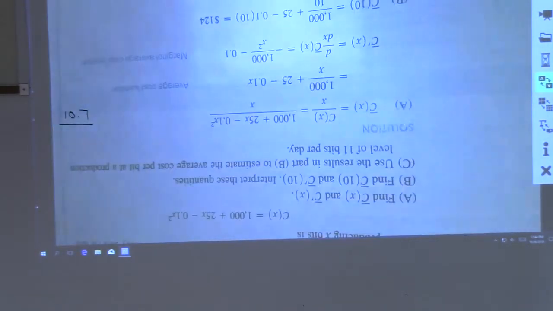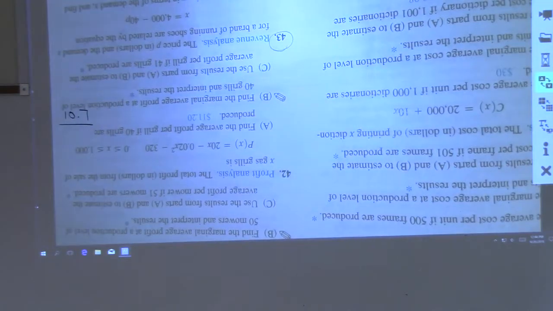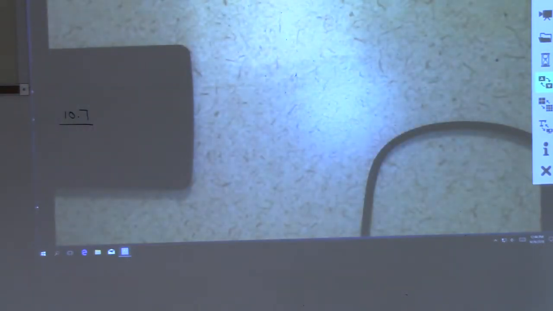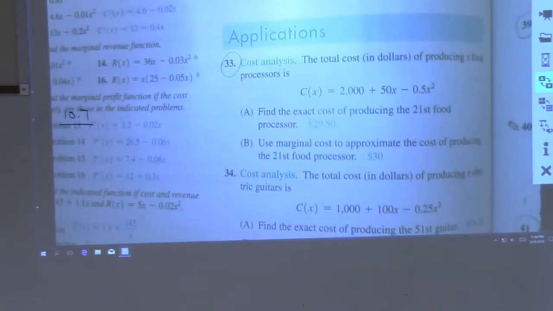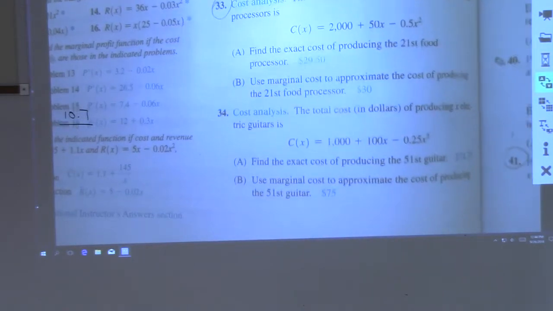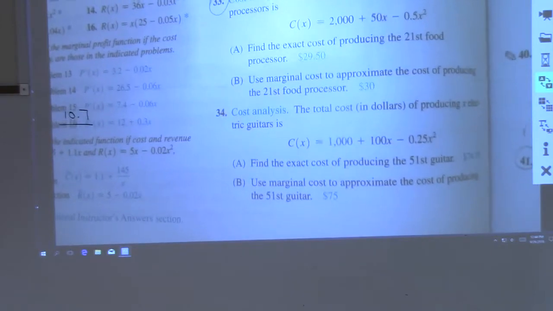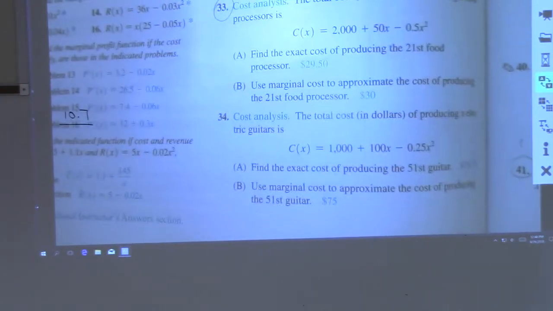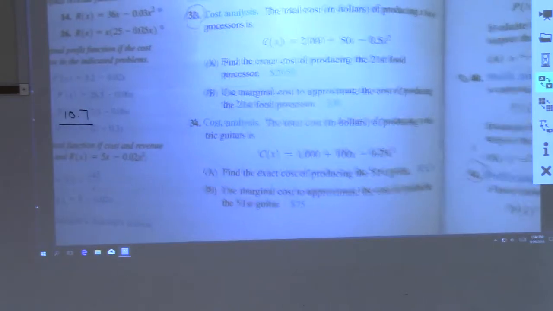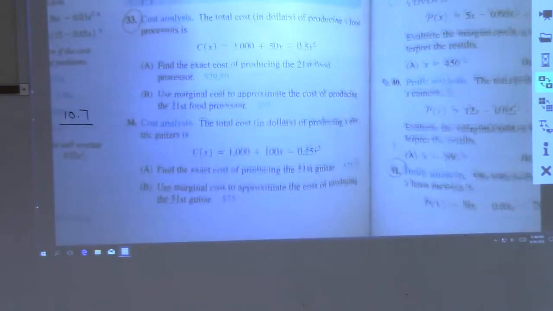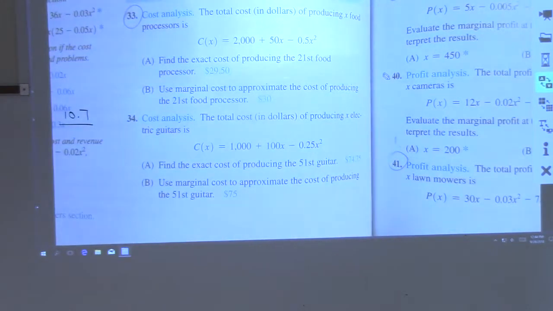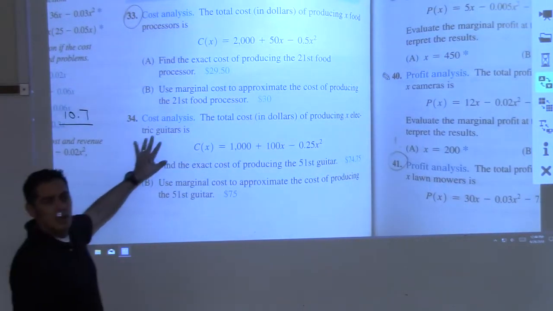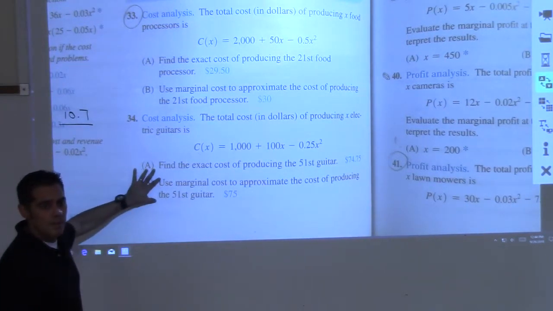So what I'm going to do is bring up a problem from your homework, if I can. Your homework problem is number 33. So what I'd like to do is number 34. And that way, when you go to do number 33, you'll have some idea of how to do it, because I'm going to do this one, all right?